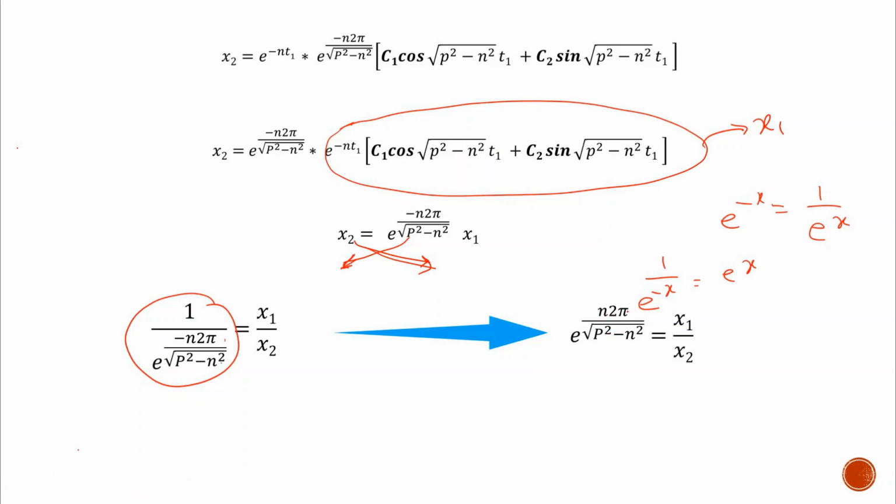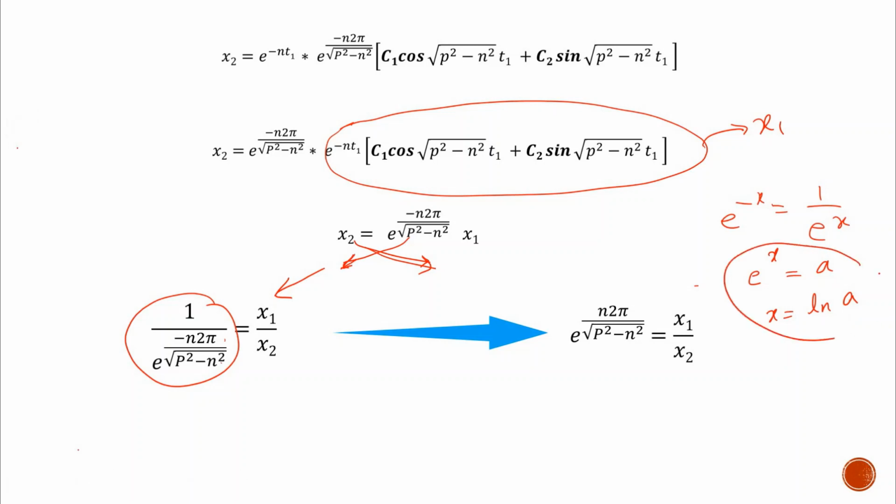e raised to n into 2π by root of p square minus n square is equal to x1 by x2. I'm just taking this term to the left hand side and x2 to the right hand side, then the equation becomes this. Since 1 by e raised to minus x becomes e raised to x, we get e raised to n into 2π by root p square minus n square is equal to x1 by x2. And if e raised to x is equal to a, then we can write x is equal to the natural logarithm of a.